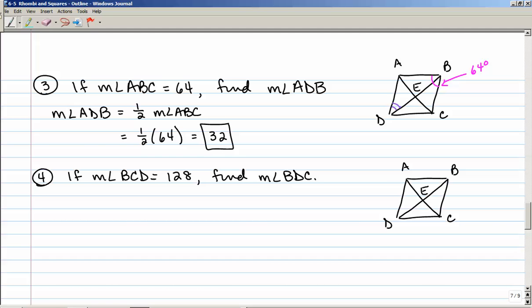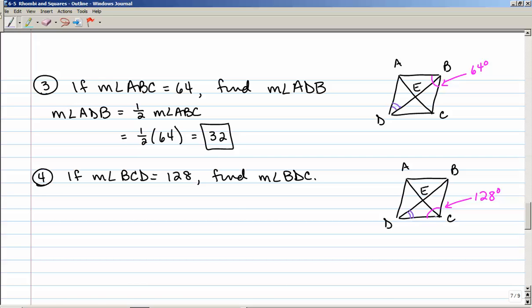Number 4, if the measure of angle BCD, I'm going to go ahead and mark that, so that's this large angle here, is 128. Find the measure of angle BDC, that's this one right here. Okay, that's what I need to find.